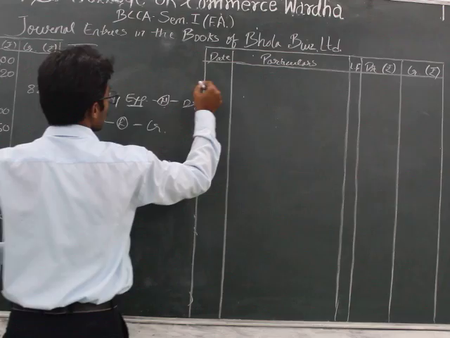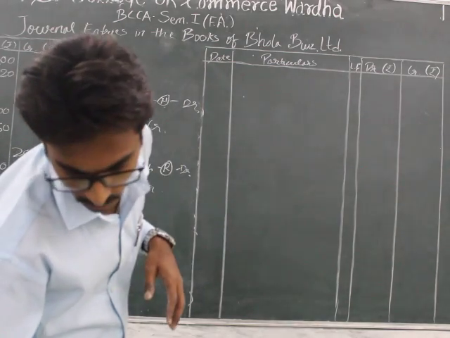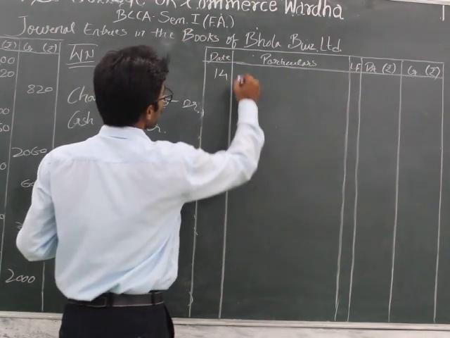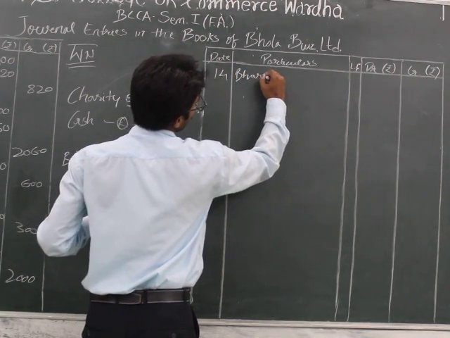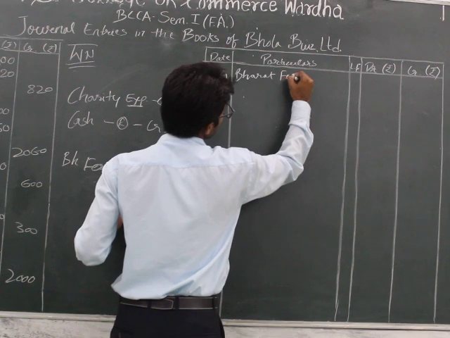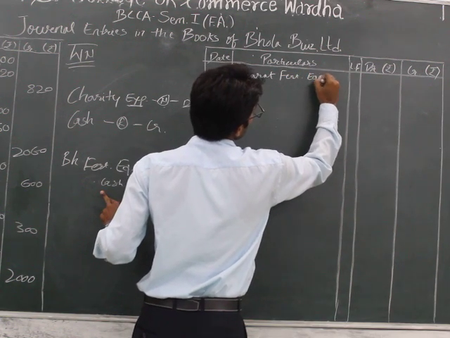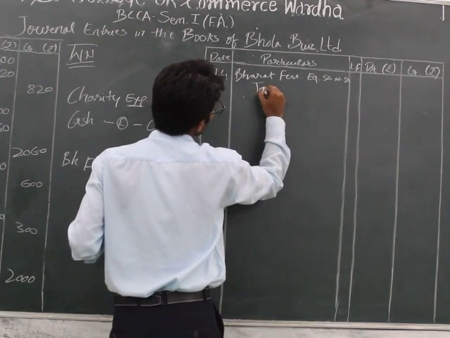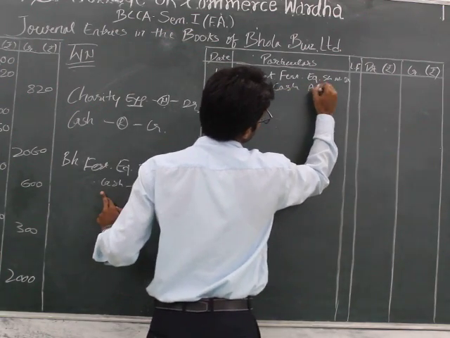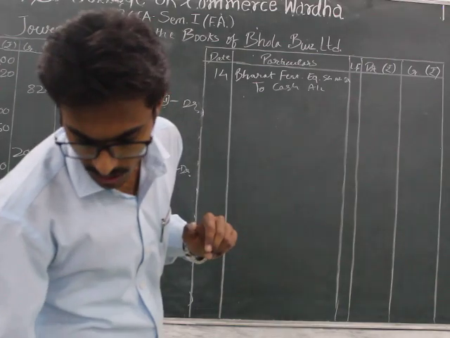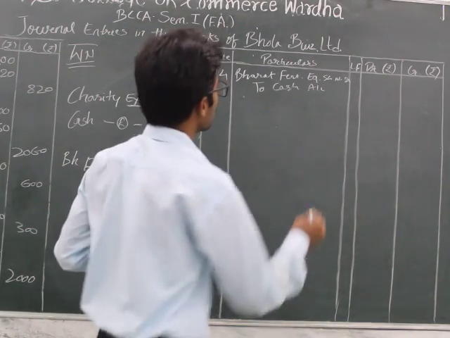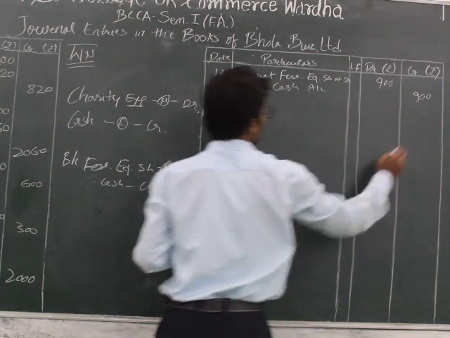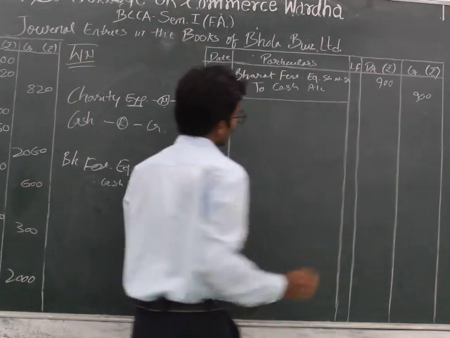So our entry for the 14th entry will be Bharat Fertilizers equity shares account debit to cash account, and amount will be 900. We are closing this.